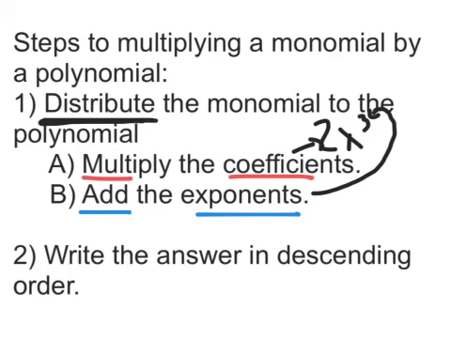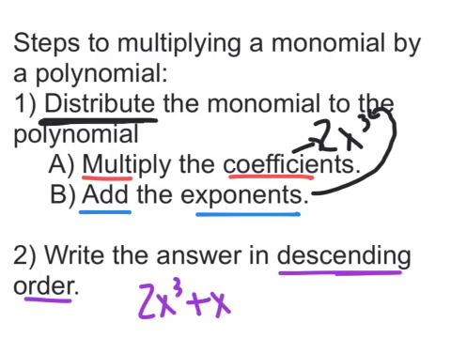And then our next step is that we are going to write the answer in descending order. So that's just what we did last week. So remember, that means that you go by powers of your exponent. So for example, 2x cubed plus x squared plus x minus 5 is in descending order because when you look at the exponents, you have 3 x's, 2 x's, 1 x, and then no x.